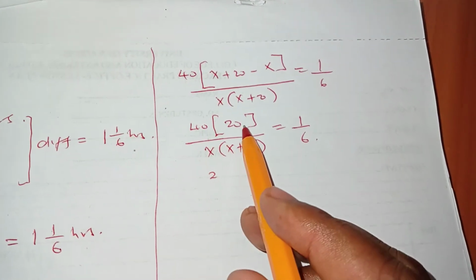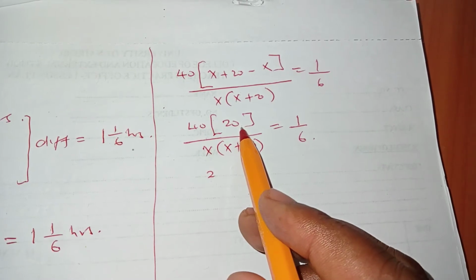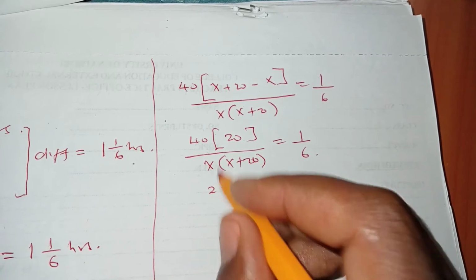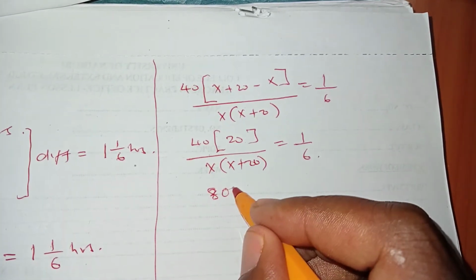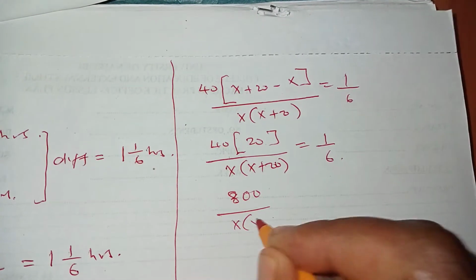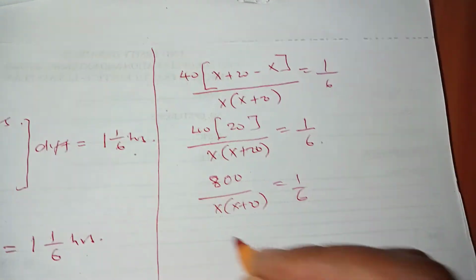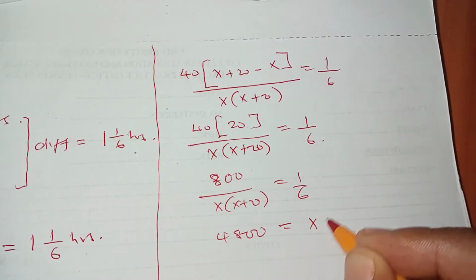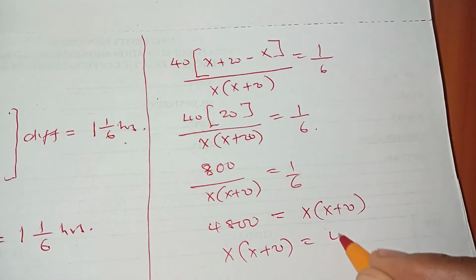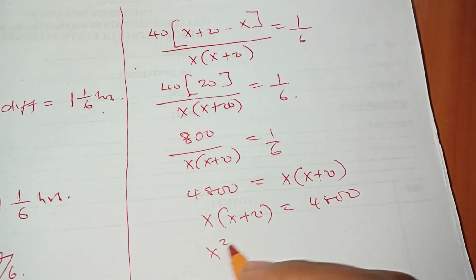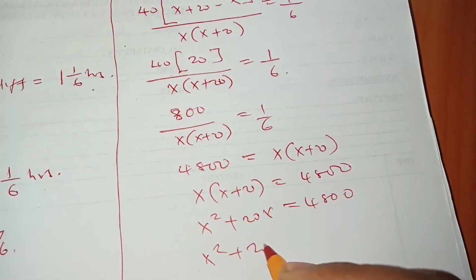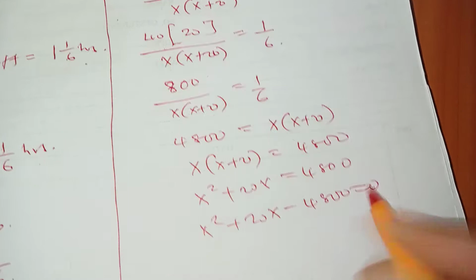we have 40 into bracket 20 here, and when you multiply, this is 800, right? Then over x into x plus 20 down there equals 1 over 6. If you cross multiply, you have 4800 equals x into x plus 20. So x into x plus 20 equals 4800. Okay, so x squared plus 20x equals 4800. So x squared plus 20x minus 4800 is 0, right?